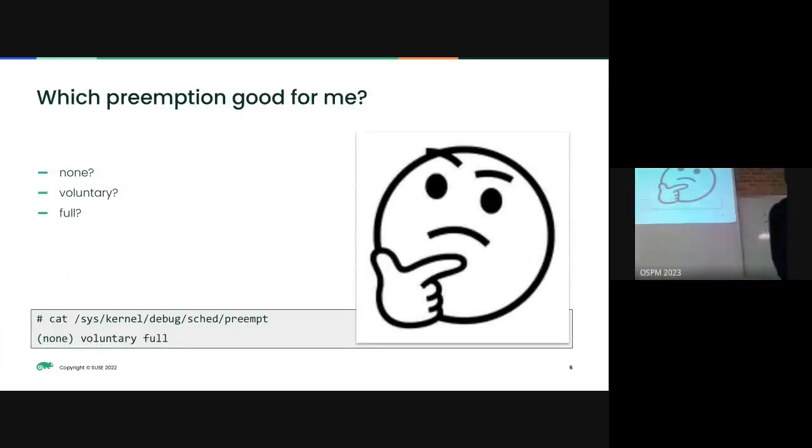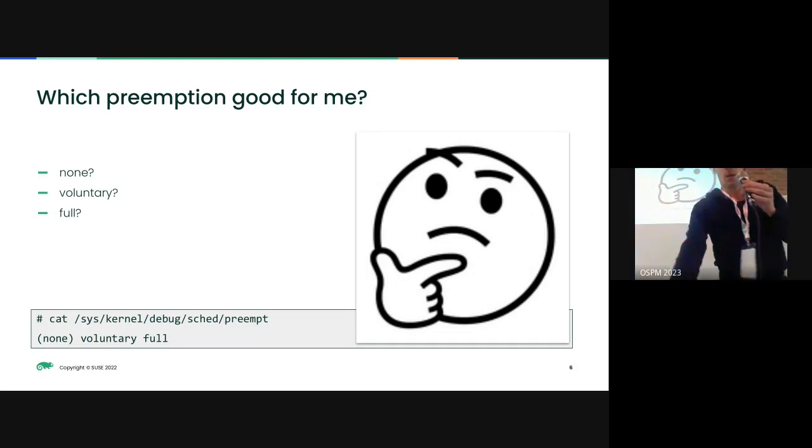So now your users can choose, and they're going to ask, which one should I choose, right? Should I choose none, voluntary, full? By the way, I'm putting this snippet of sysfs here because you can query it on your laptop right now. You can check which preemption you have by reading this file. And if you do not change it, by default you have none.